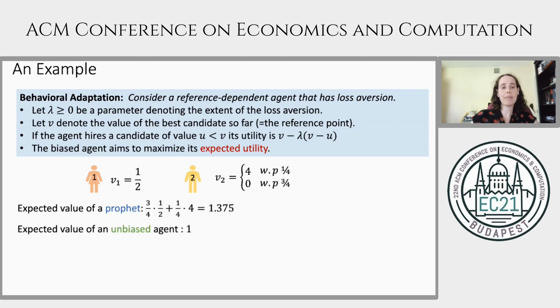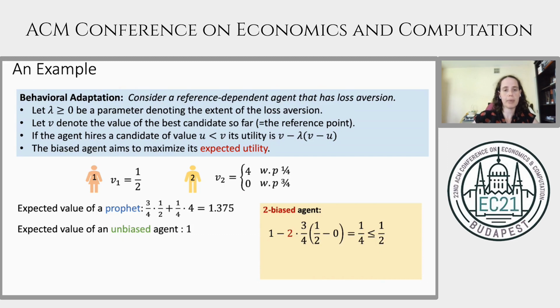If you consider an unbiased agent, then an unbiased agent is always going to hire the second candidate, since its expected value is 1, which is higher than the value of half of candidate 1. And now let's think about lambda biased agents. In general, the optimal stopping rule for a lambda biased agent can be computed in polynomial time, since this is a Markov decision process. Let's see what a lambda biased agent would do in this example.